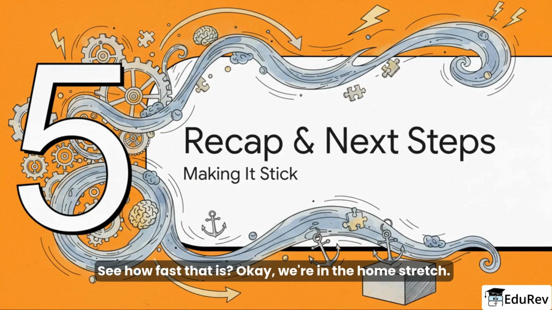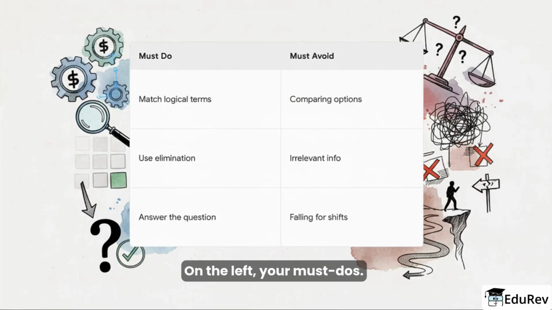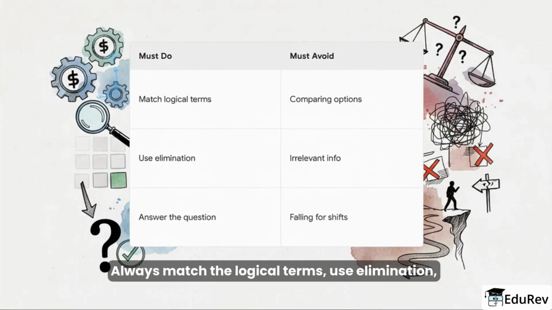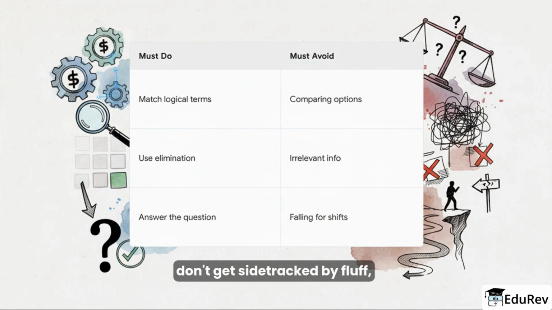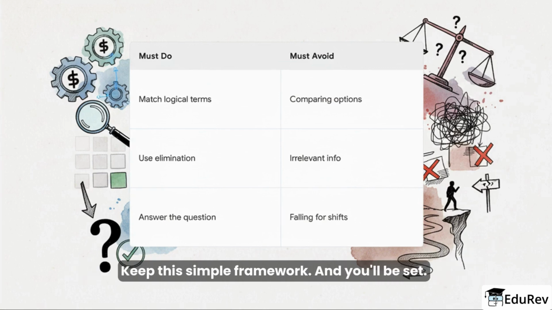Okay, we're in the home stretch. We've covered a ton of ground, so let's do a super quick recap to make sure all of this really sticks in your mind. Think of this as your mental cheat sheet. On the left, your must-dos. Always match the logical terms, use elimination, and answer the direct question. And on the right, your must-avoids. Don't compare the options to each other, don't get sidetracked by fluff, and whatever you do, don't fall for those sneaky scope shifts. Keep this simple framework, and you'll be set.